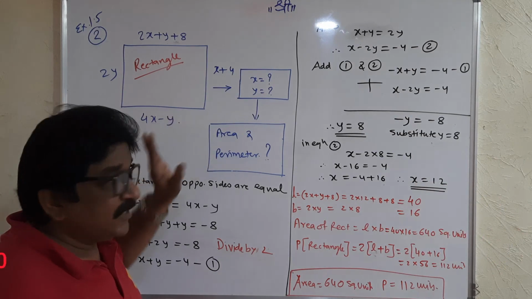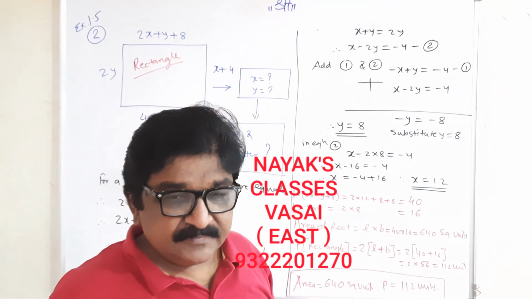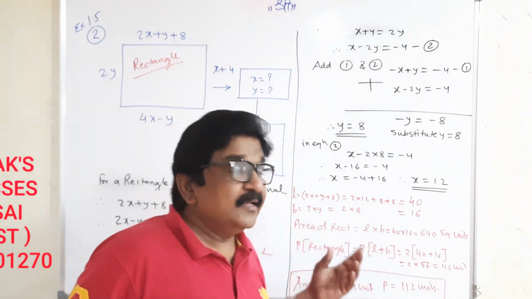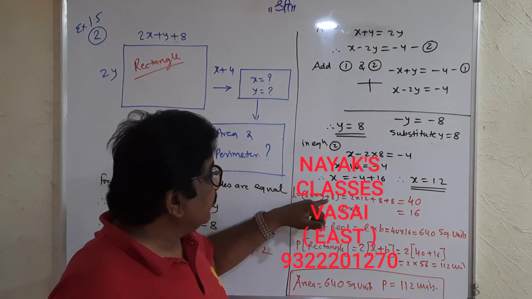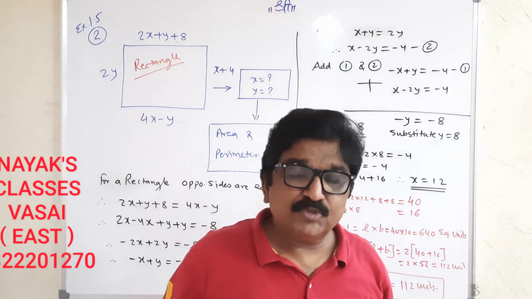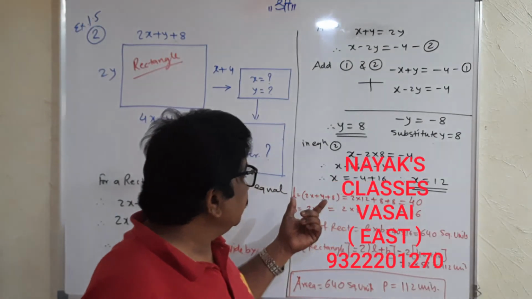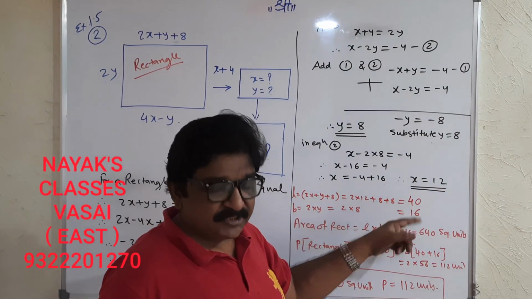Now the remaining part. Area of a rectangle is length into breadth. Any small child can tell you. So, length is 2x plus y plus 8. Length of the rectangle is 2x plus y plus 8. We have put the values and we got the length is 40 units.